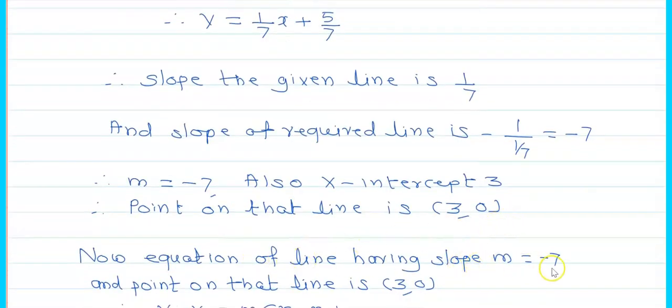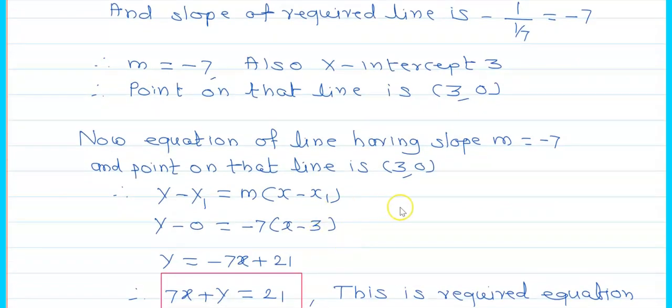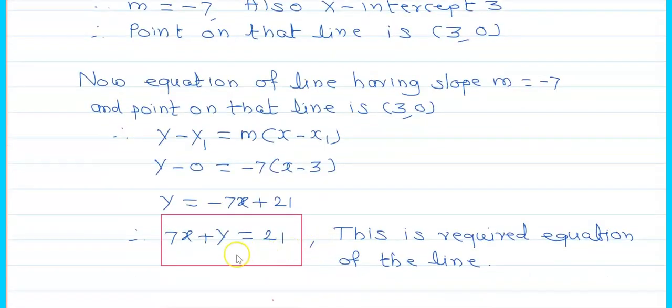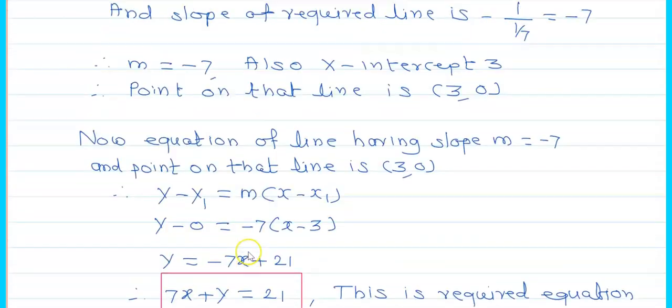Now the equation of the line having the slope minus 7 and passing through the point 3, 0. We have the slope-point form. Okay, this is the required equation.